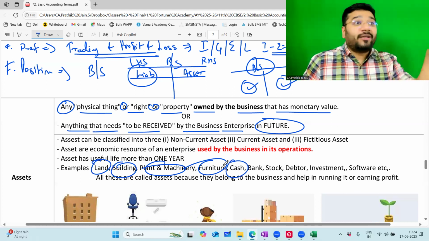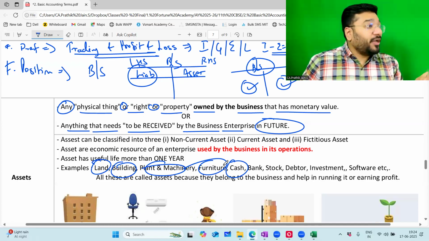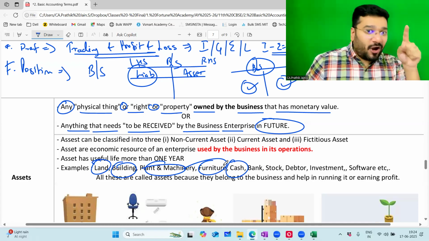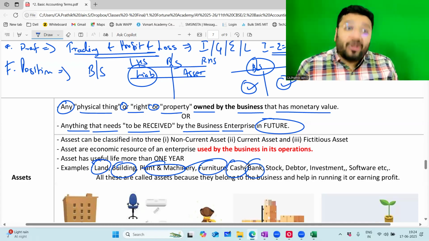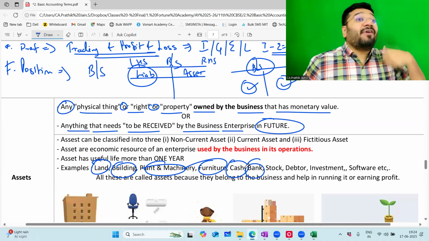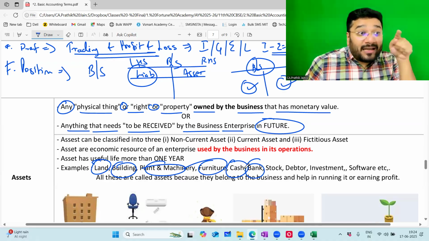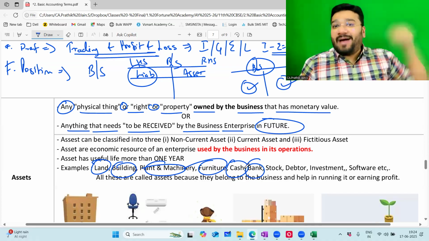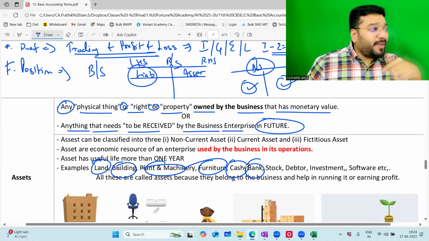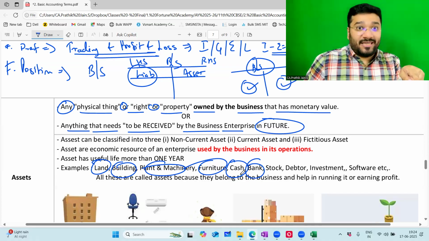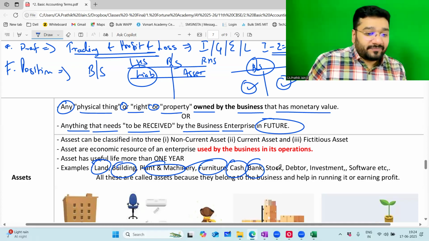Cash, you own it. Whatever money you have in your pocket, you own it. It's not anybody else's money. It's your money. The money that you have in your bank, you own it. Whenever you ask, the banker is supposed to pay that money back to you. It is your money in the bank. So bank balance is your asset.